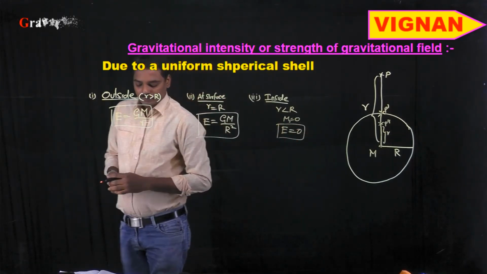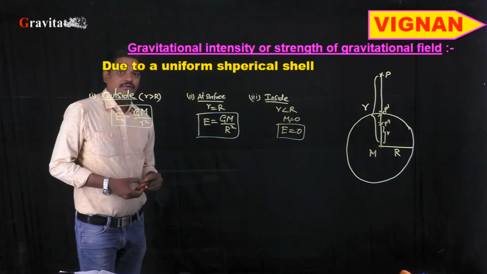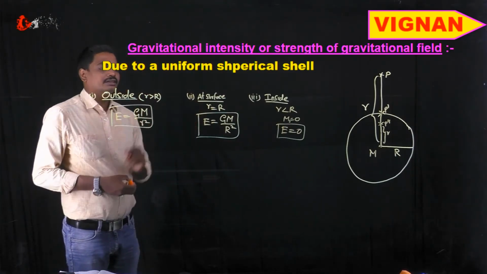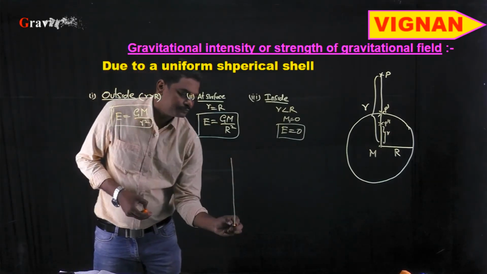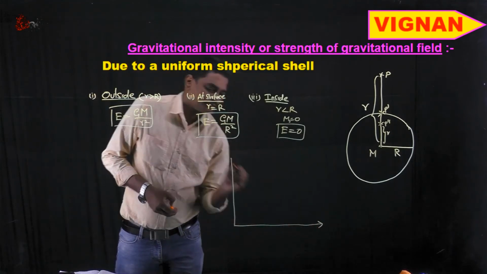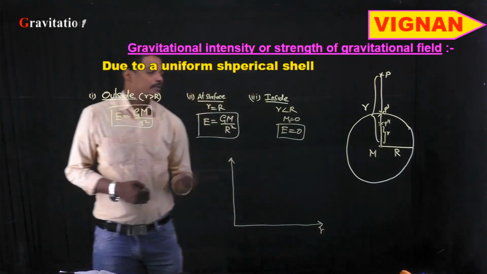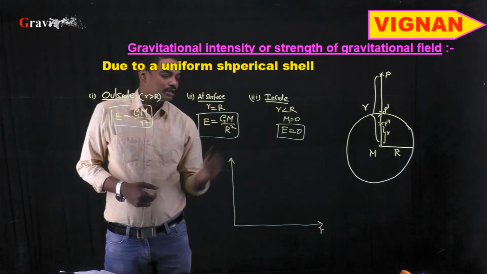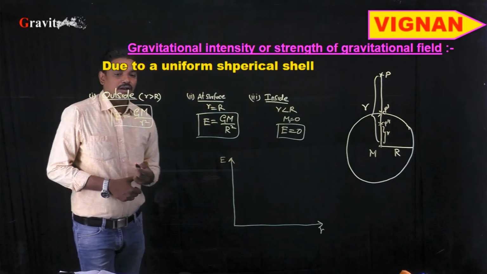Intensity of the gravitational field, or strength of the gravitational field, is 0 inside the spherical shell. Now if you draw a graph where on the x-axis is the distance from the center of mass or center of the spherical shell, and on the y-axis is the intensity of the gravitational field.